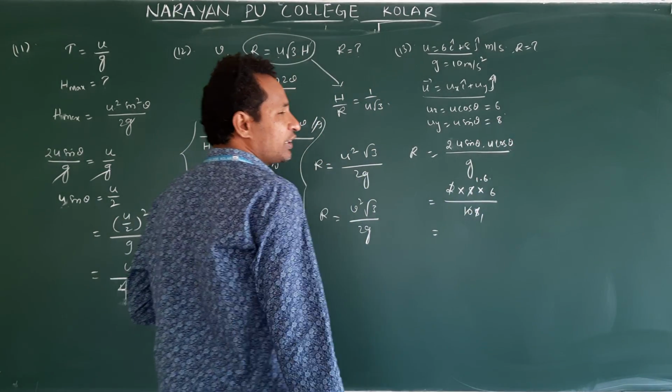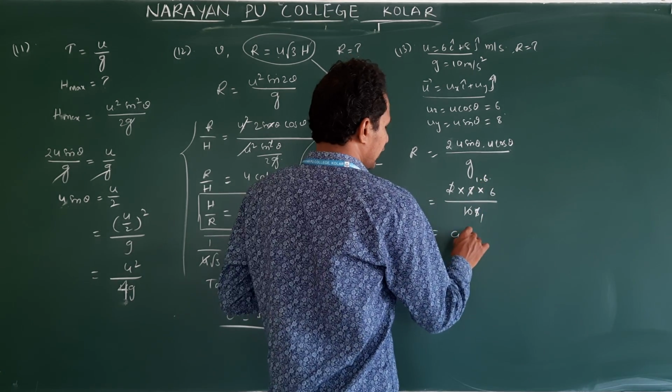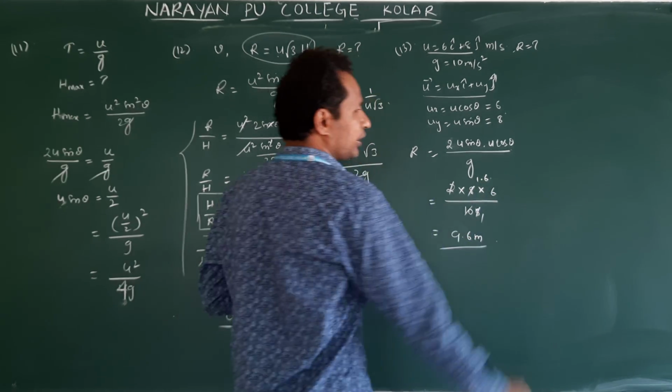16 into 6, 96. One decimal is there. 9.6 meters.